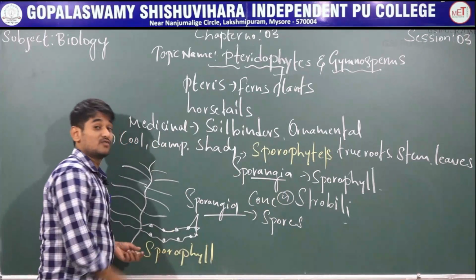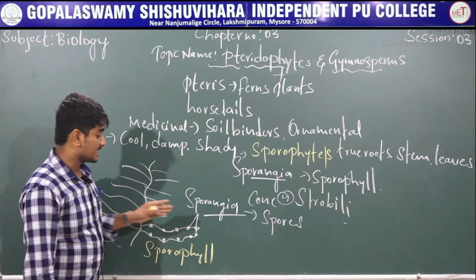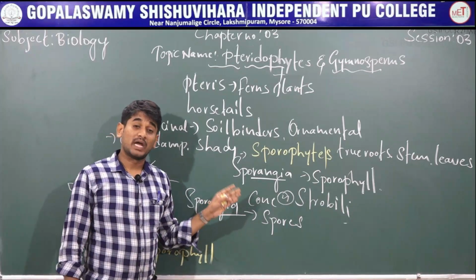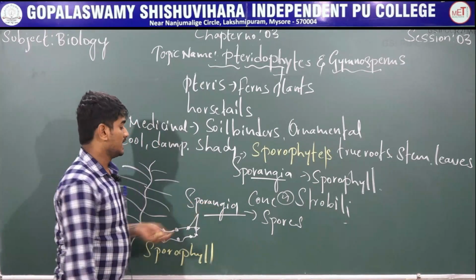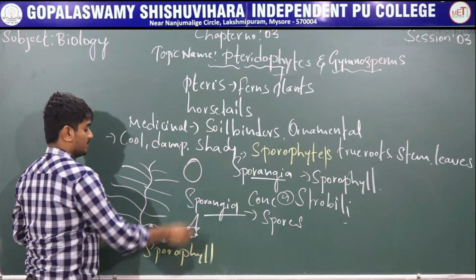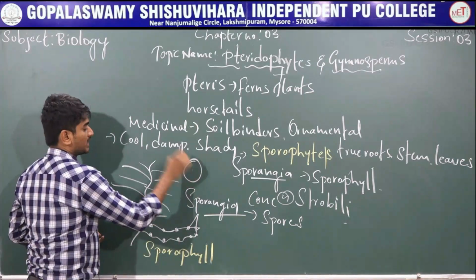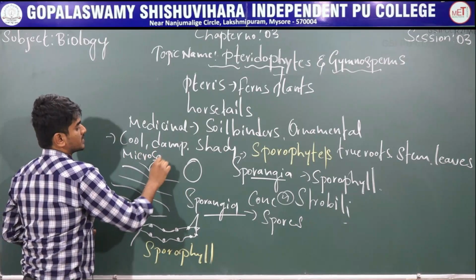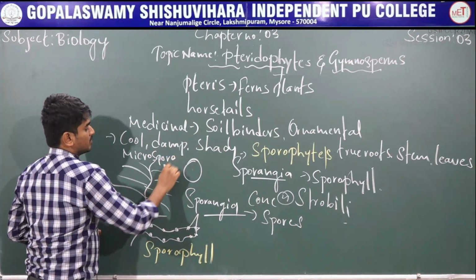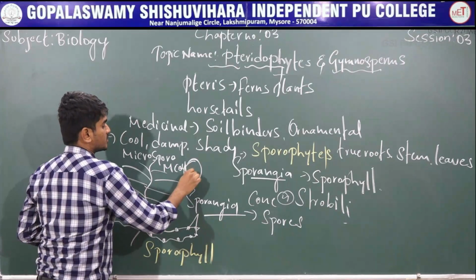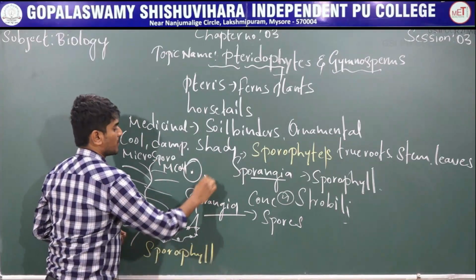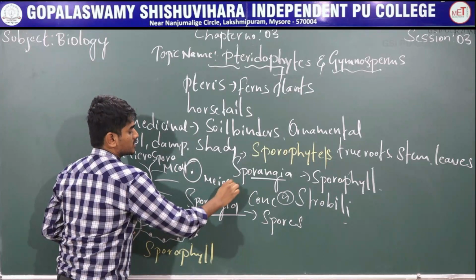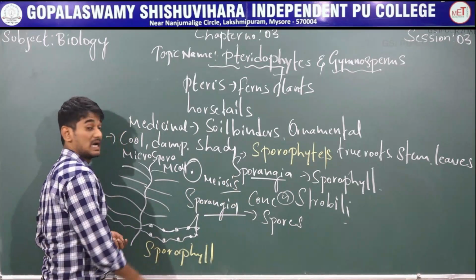The process of meiosis takes place in the microspore mother cell. Inside the sporangia there is a microspore mother cell. This microspore mother cell undergoes meiosis to produce microspores or spores.